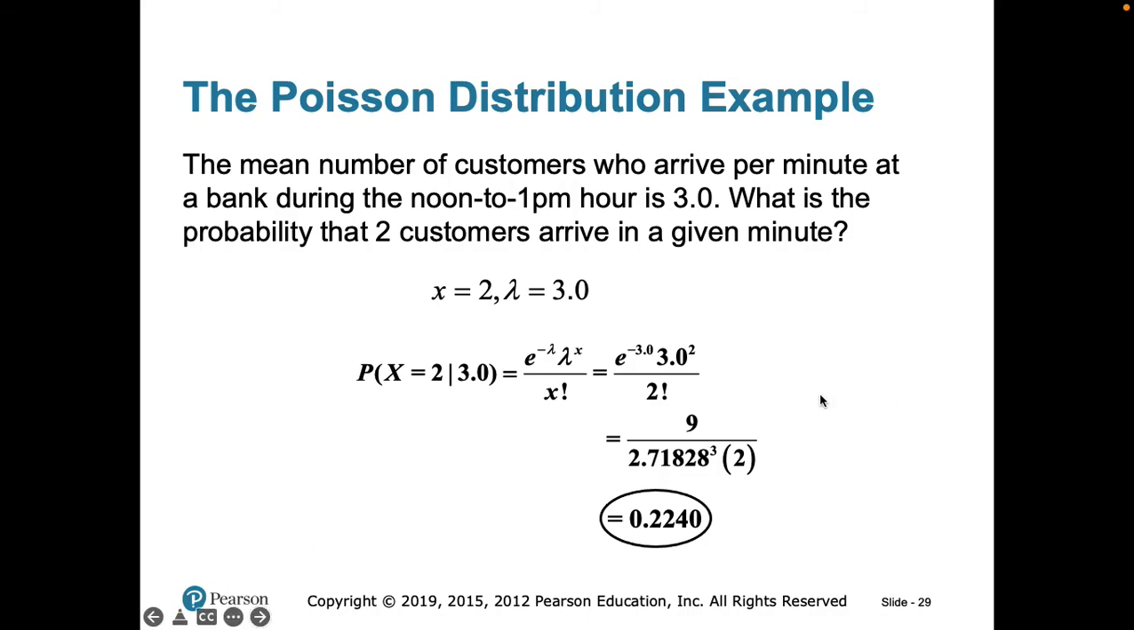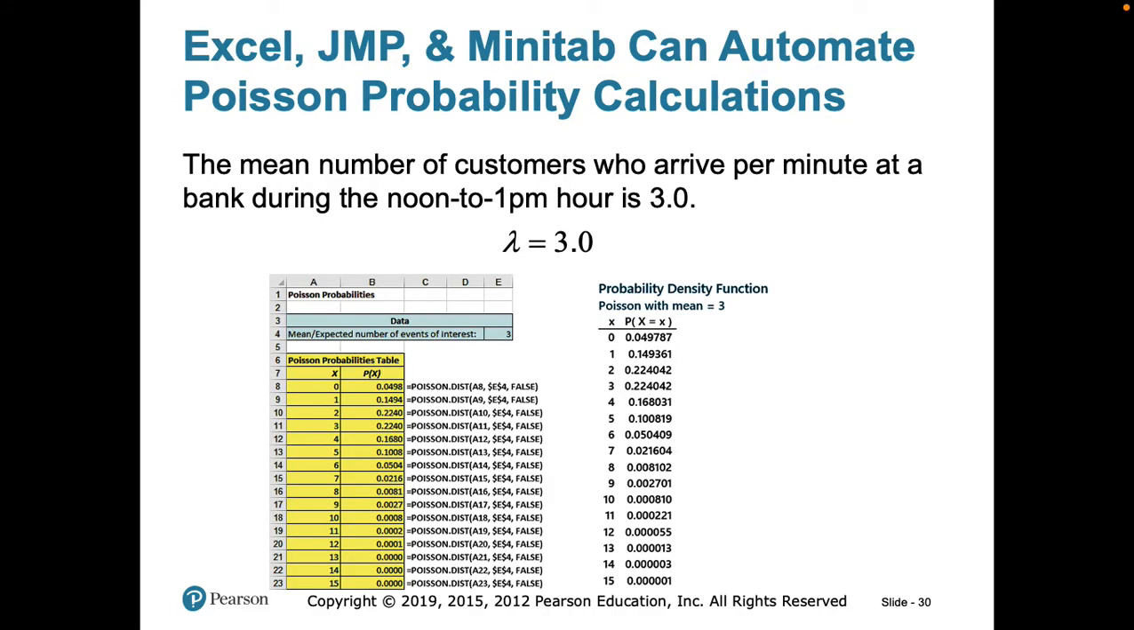Okay, using the formula here, the probability of two people showing up between noon and 1 p.m. when your lambda, or your mean, is 3.0 will be 0.2240, or 22.4%. Again, some of these formulas can be difficult to compute, so we are going to have a separate tutorial on how to use this in Excel. Basically, the mean number of customers who arrive per minute at a bank during noon and 1 p.m. is 3.0. In this case, they're using Excel to calculate the value.